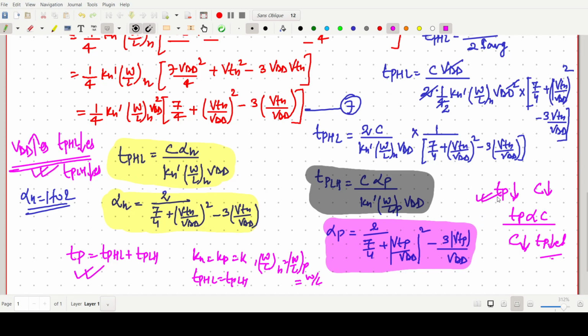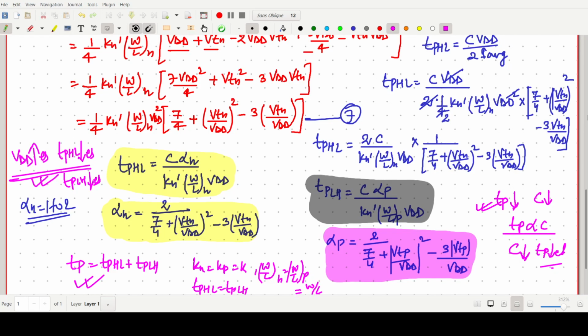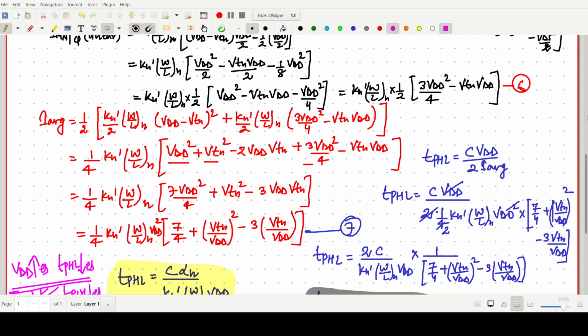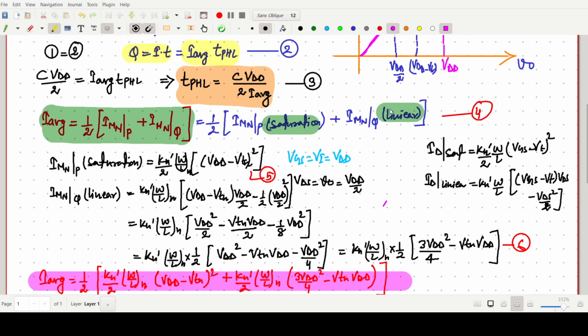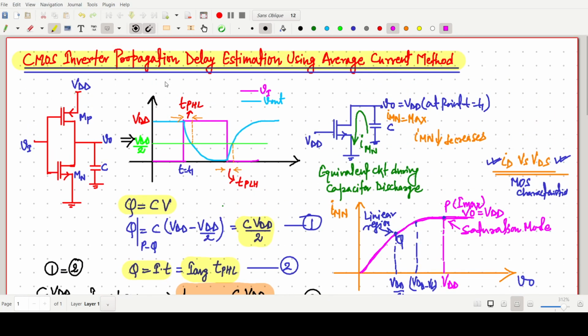So this is all about this lecture, in which we have evaluated tau PHL and tau PLH using the average current concept. So this is the average current concept that I am highlighting, meaning we have calculated the value for I average. In one case it is in the saturation region, and in another case it is in the linear region, already highlighted. So this is all about this question. For more detail, you can also follow the book.